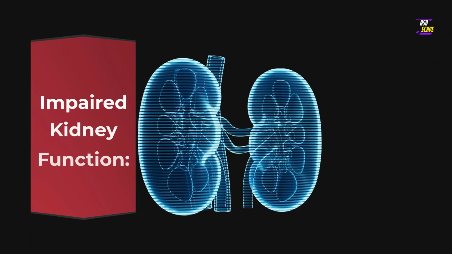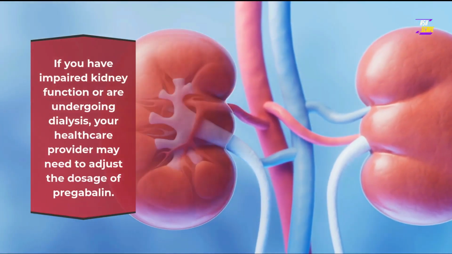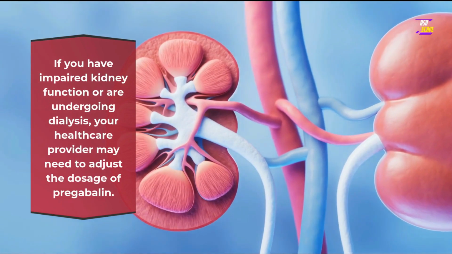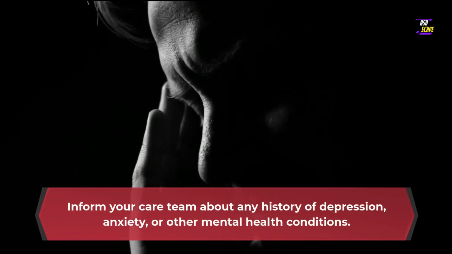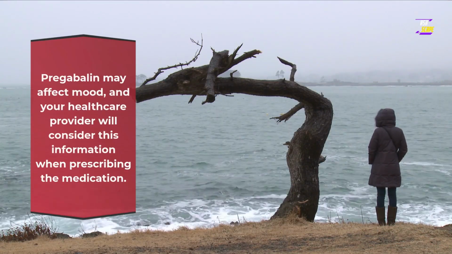Impaired kidney function. If you have impaired kidney function or are undergoing dialysis, your healthcare provider may need to adjust the dosage of pregabalin. Mental health history. Inform your care team about any history of depression, anxiety, or other mental health conditions. Pregabalin may affect mood, and your healthcare provider will consider this information when prescribing the medication.